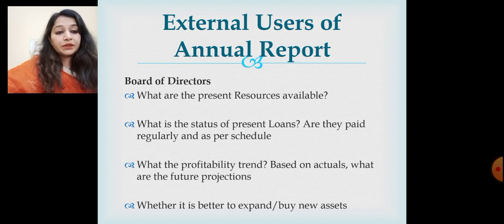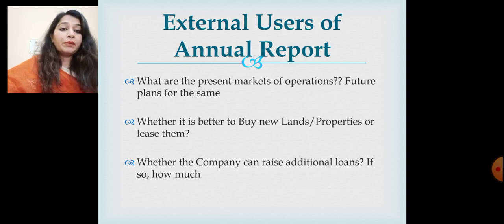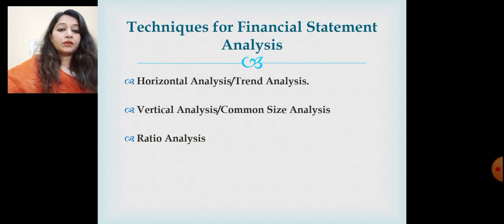what is the profitability trend of the company based on actuals, what is the future projection, whether it is better to expand the company or buy a new asset, what are the present market operations and future plans of the company, whether it is better to buy new land or property or lease them, whether the company can raise additional loan, and if so how much loan. So these are the points which the Board of Directors can get by reading the annual report.